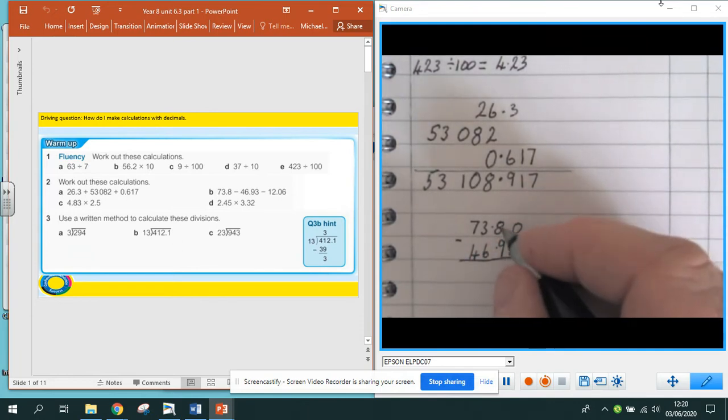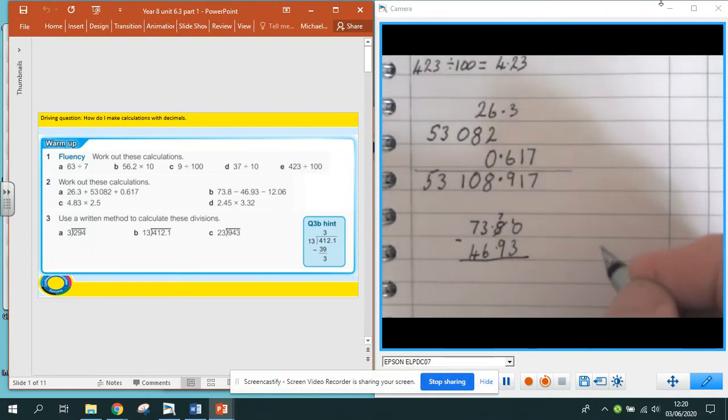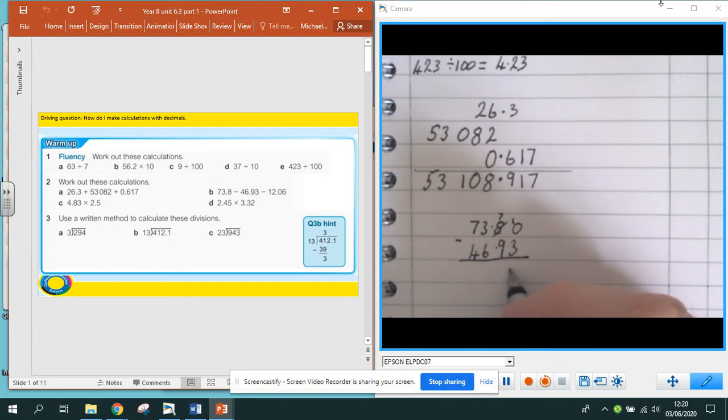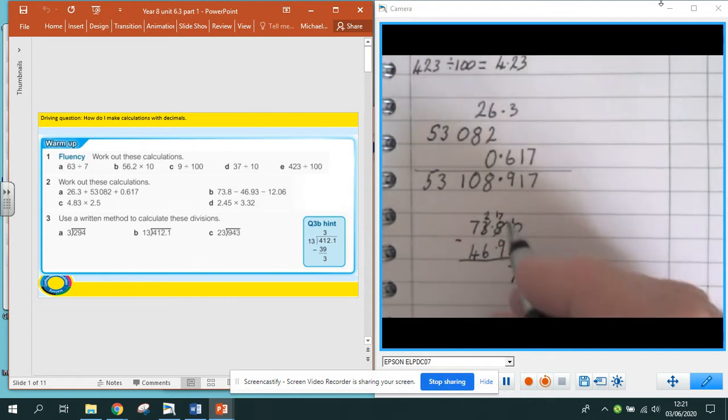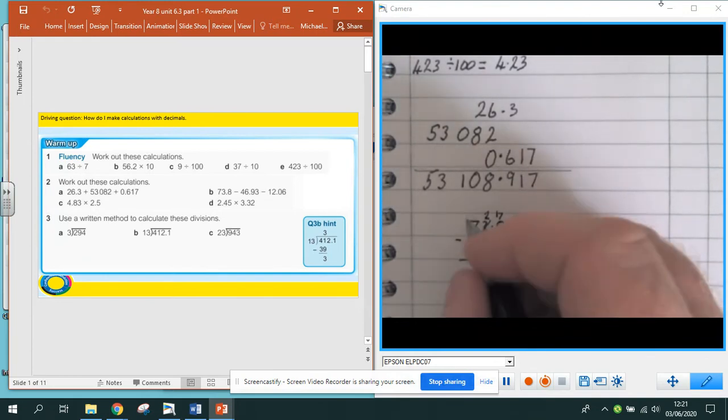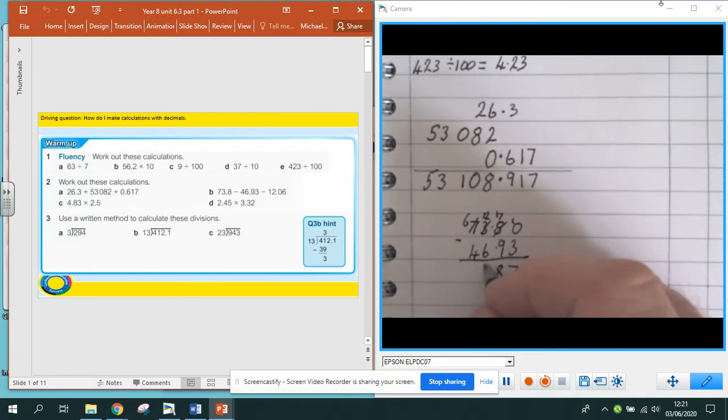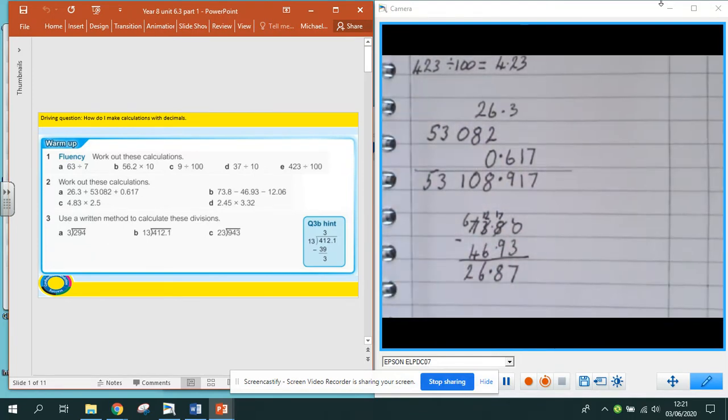So 0 take away 3 I can't do, so I have to borrow. That becomes a 7, that becomes a 10. 10 take away 3 is 7. 7 take away 9 I can't do, so I have to borrow again. That becomes a 2, that becomes a 17. 17 take away 9 is 8. That gets me to the decimal point. 2 take away 6 I can't do, I have to borrow. 12 take away 6 is 6. 6 take away 4 is 2. So that's my first subtraction done.